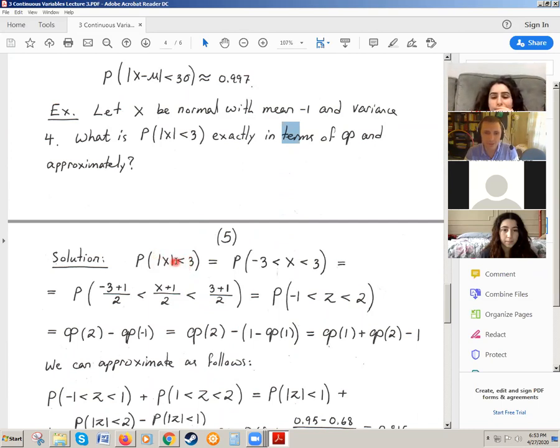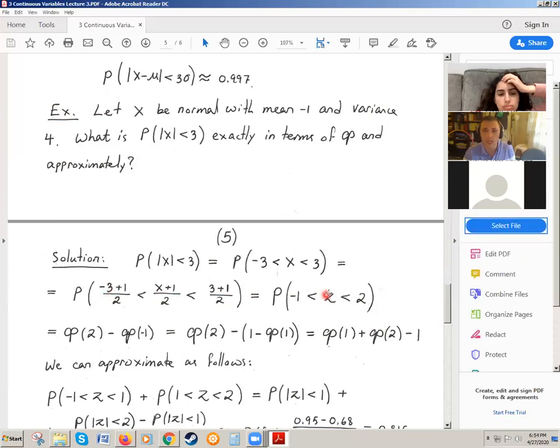Okay, so absolute value of x less than 3 means x is between -3 and 3. And I want to convert it to z-score. So I need to subtract from each value the average, which was given to me as -1, and then I have to divide by the standard deviation, which is 2. All right, guys, goodbye if you're leaving. I hope to see you on Wednesday. So you divide by 2. Now the middle becomes z, and then we have -1 on the left and 2 on the right.